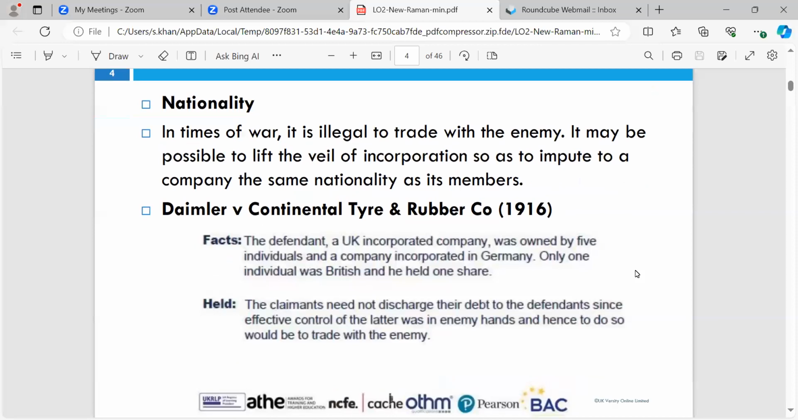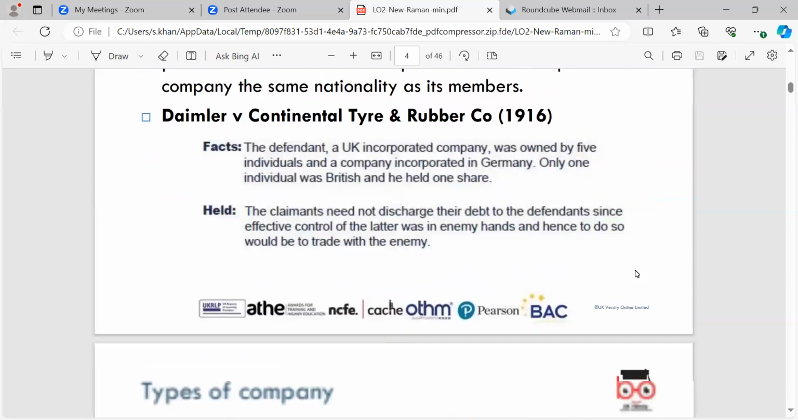And the case in regards to this was the case of Daimler and Continental Tire and Rubber Company, 1966. It identified the facts in this case that the defendant, a UK incorporated company, was owned by 5 individuals and a company incorporated in Germany. Only one individual was British and he held 1 share. In this, the courts held that the claimant need not discharge their debt to the defendant since effective control of the latter was in the enemy's hands, and hence to do so would be a trade with the enemy.